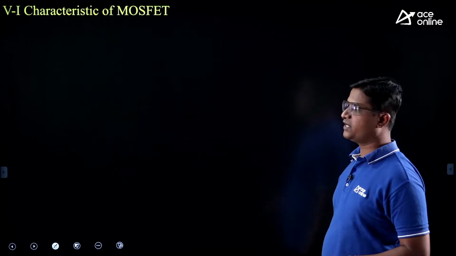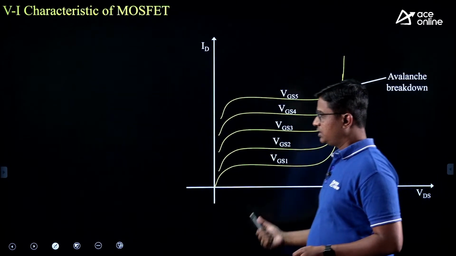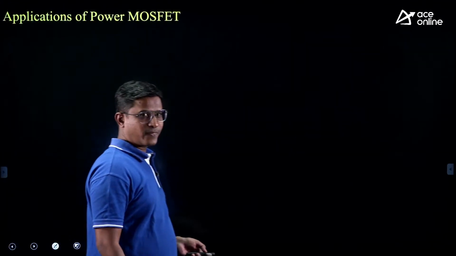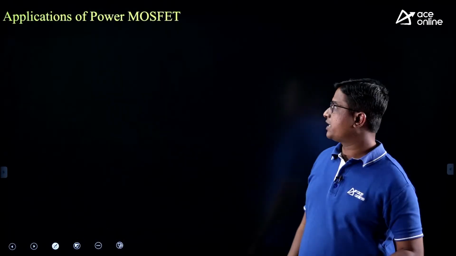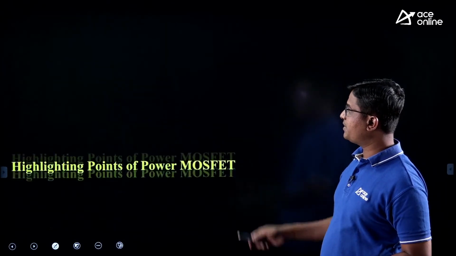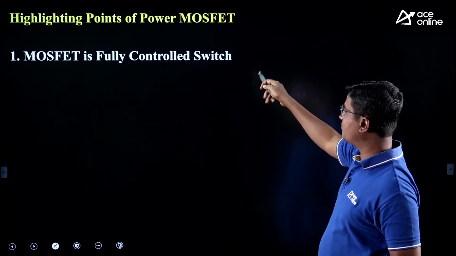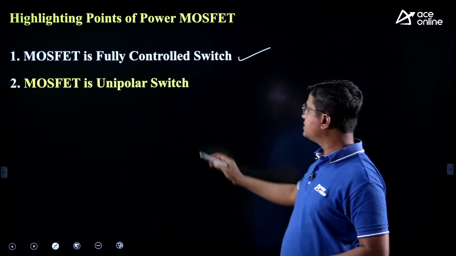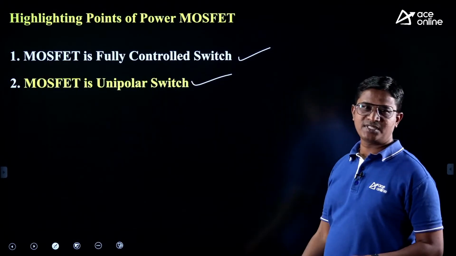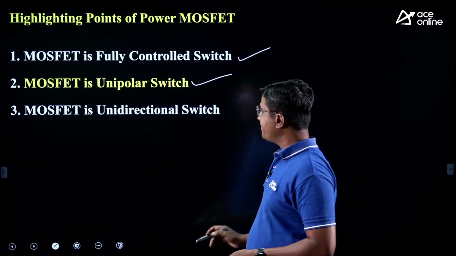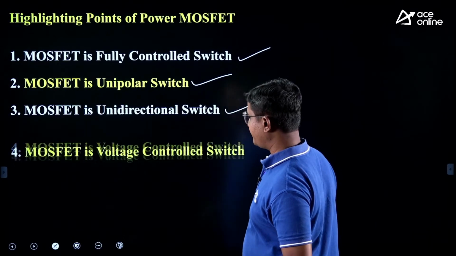Next, power MOSFET. Here it is a VI characteristic of a power MOSFET, right? MOSFET is also a voltage controlled device, like your IGBT. There are some applications. Yes, these points are important. It is a fully controlled device, MOSFET. It is a unipolar device. Unipolar means it can block high value of forward voltage only, no reverse voltage blocking. It is a unidirectional device.